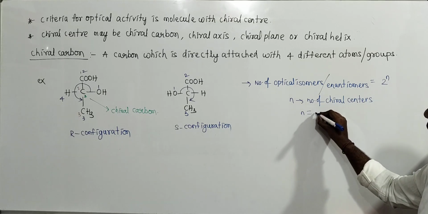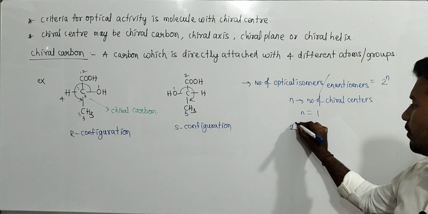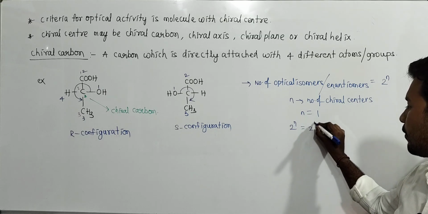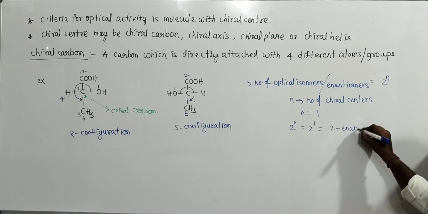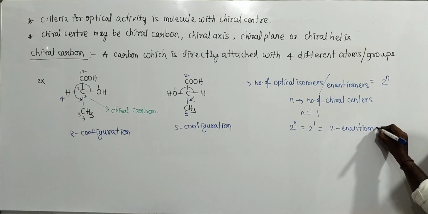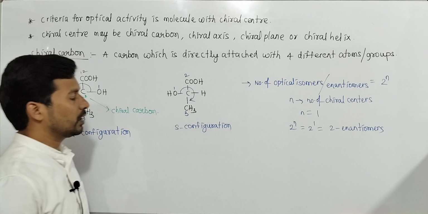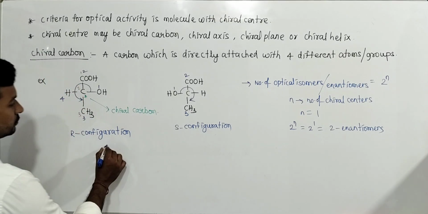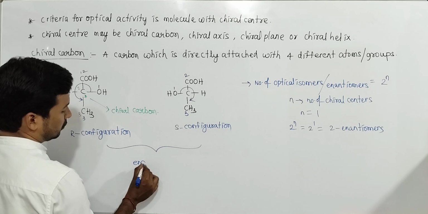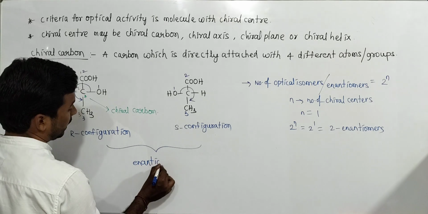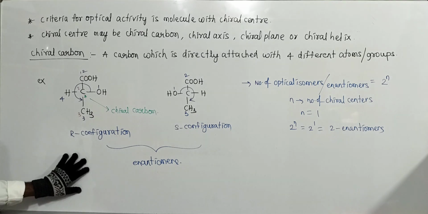Here n is equal to 1, only one chiral center. 2 power n is equal to 2 power 1, that is equal to 2 enantiomers. 2 enantiomers are possible for this one. These two are enantiomers. Dextro and levo isomers are enantiomers.